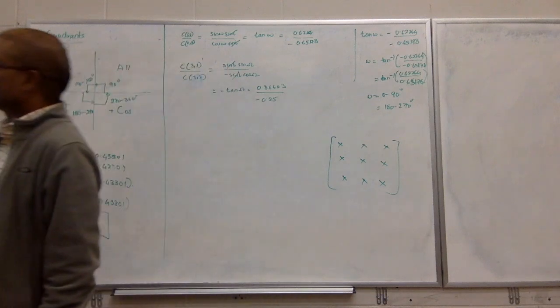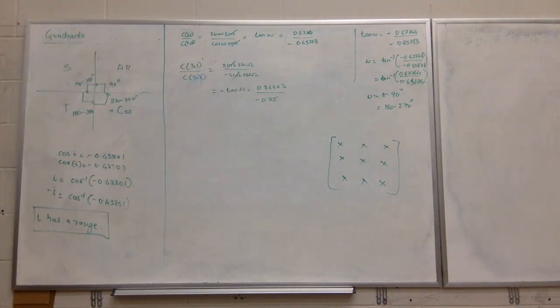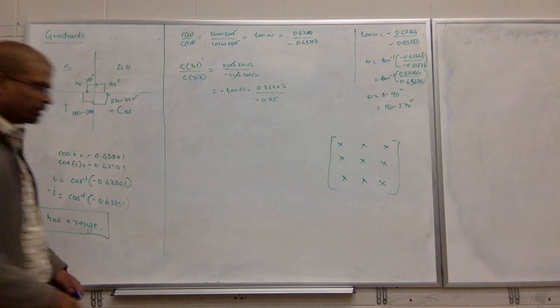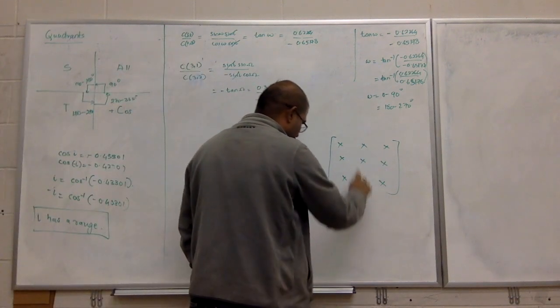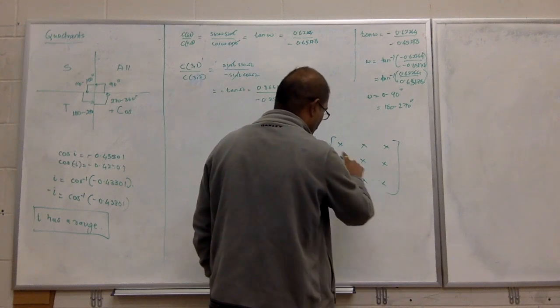See here: sine square A plus cosine square A is 1, and the square root of that is 1. Take cosine square A, sine square A, and you get 1. 1 square plus 0 plus 0 is 1. So this is 1, this is 1, and so on for every row and column.